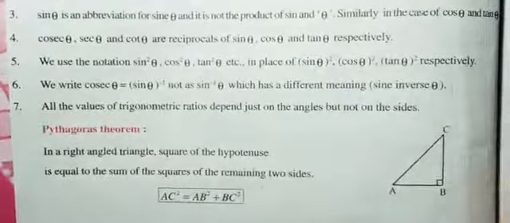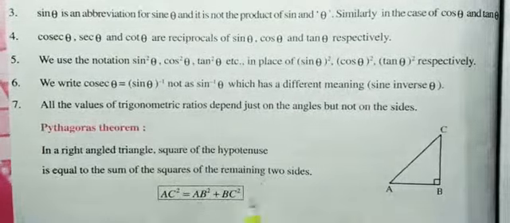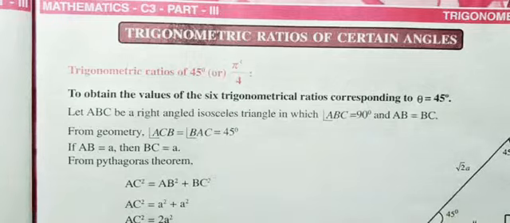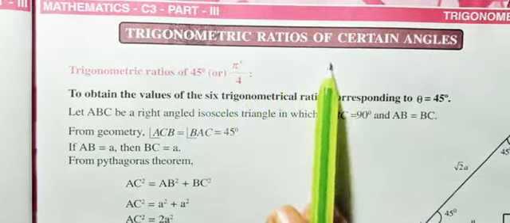Next, quickly move to another important theorem, that is called Pythagoras theorem. That is base square plus height square is equal to hypotenuse square, where AB is my base, BC is my height, and AC is my hypotenuse. So we all know about that. So next move to the trigonometric ratio of certain angles.